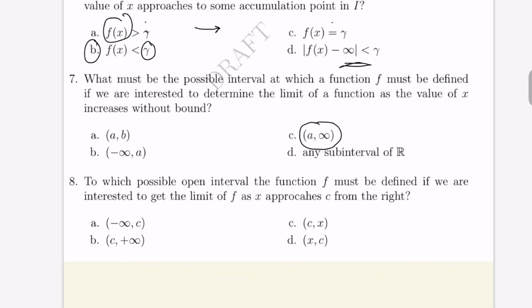Hindi naman basta-basta ang any sub-interval ni R. Hindi ito pwede kasi increases without bound nga eh. Pa-decrease kasi to, so ito talaga, letter C.